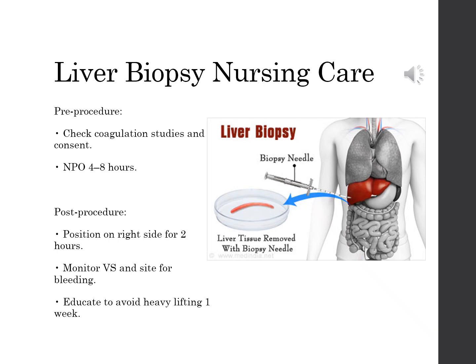We want to monitor vital signs and the site for bleeding. So look for bruising, look for abdominal distension. We're going to check to make sure their blood pressure is not dropping, their heart rate's not increasing, and those kinds of things, for monitoring for internal bleeding.